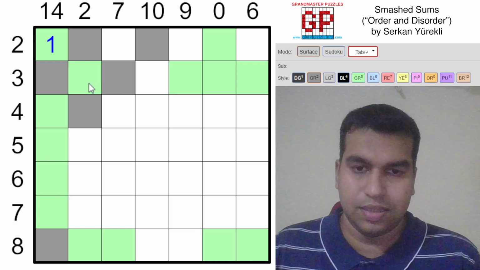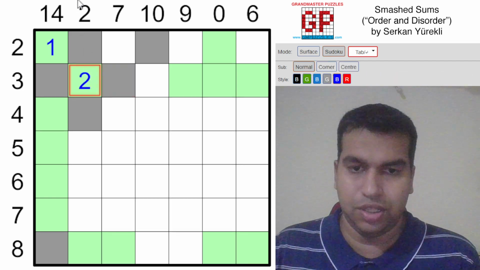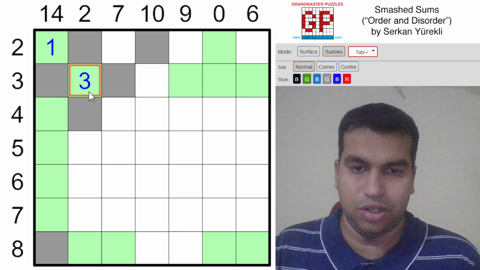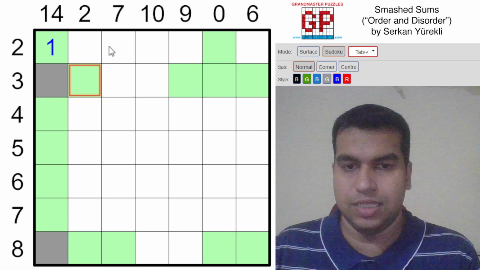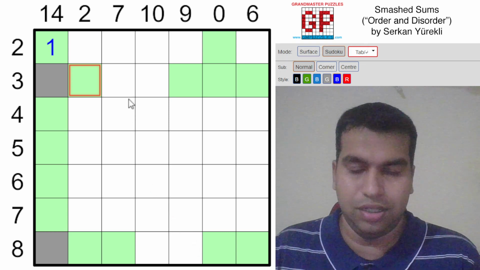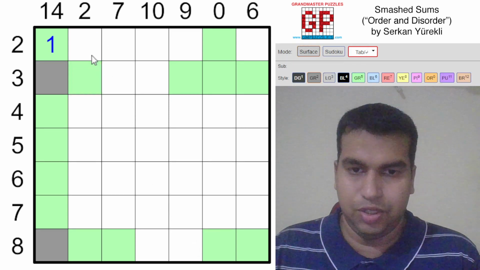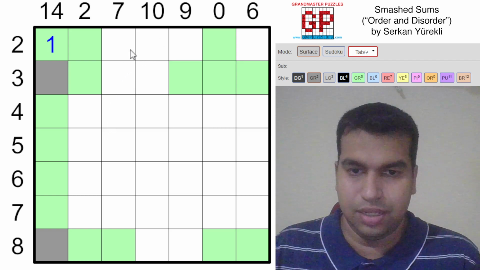But doing this means that this will be a 2 for the column clue, this cell, 2 for the column clue, but it will break the row clue, or it will be a 3 for the row clue and break the column clue. So this was a slight look ahead, but I think in Smash Sums, this kind of thing is regular. So using that, this is unshaded.